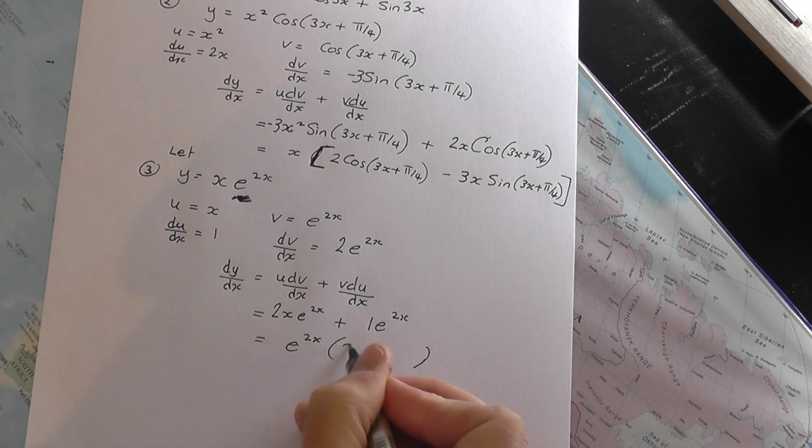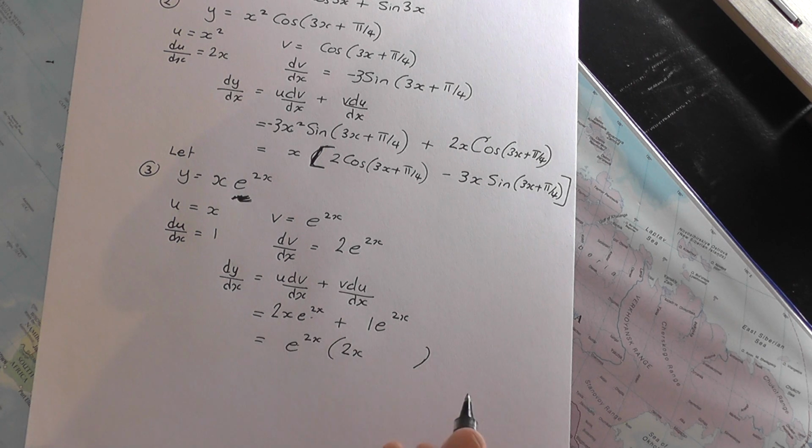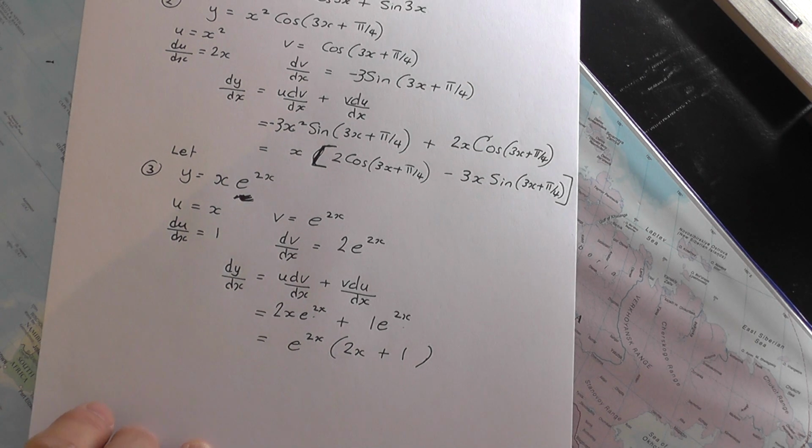E to the 2x times 2x gives you that. E to the 2x times positive 1 gives you that. And there's your final answer. So nice and straightforward. Okay, I'll turn over. Let's do another very simple one, number 4.